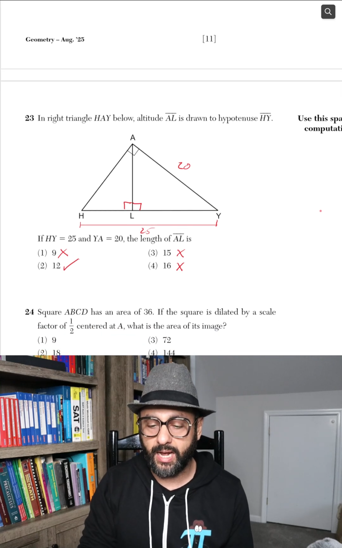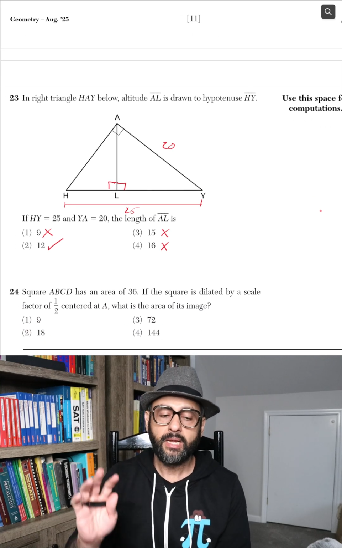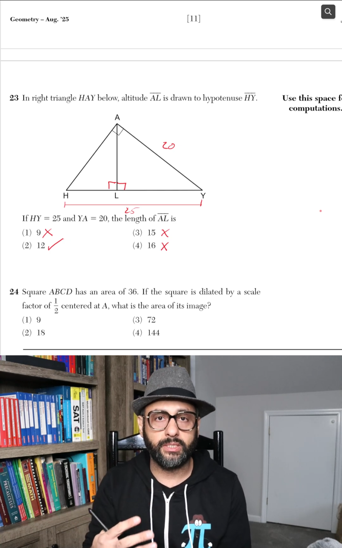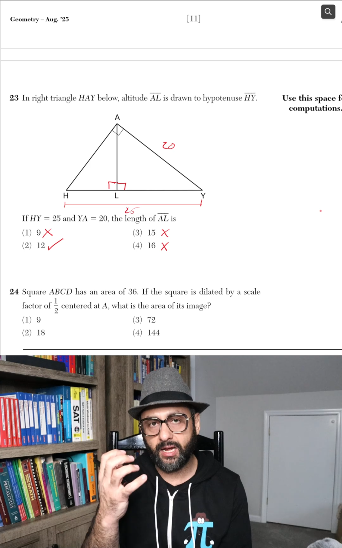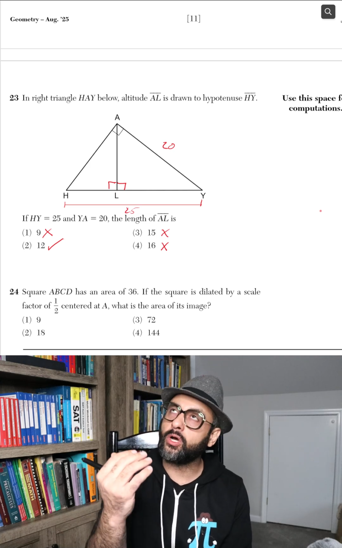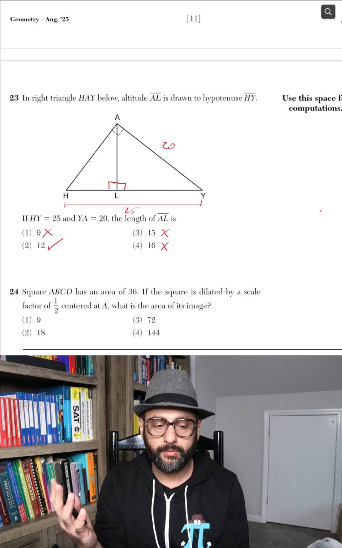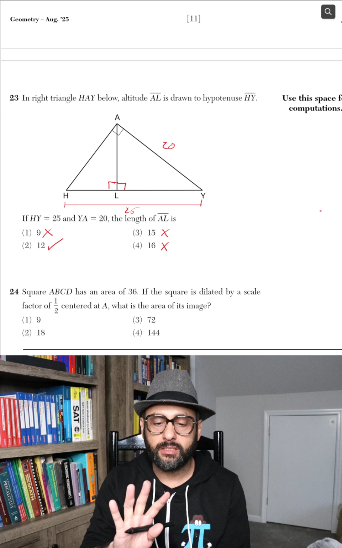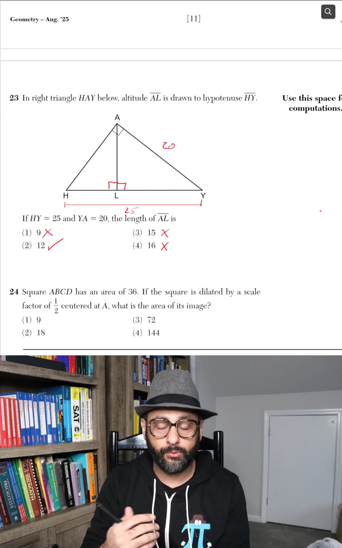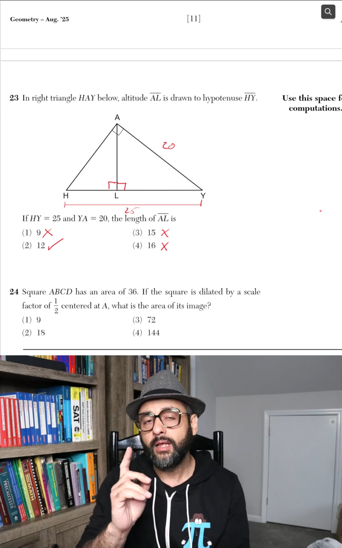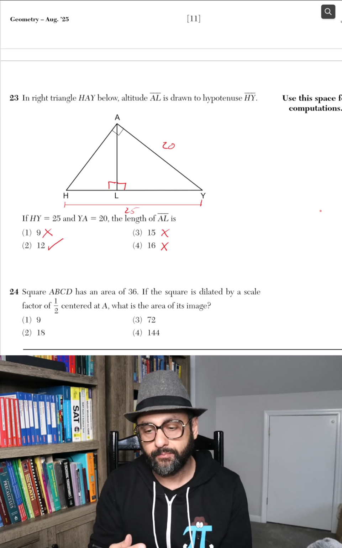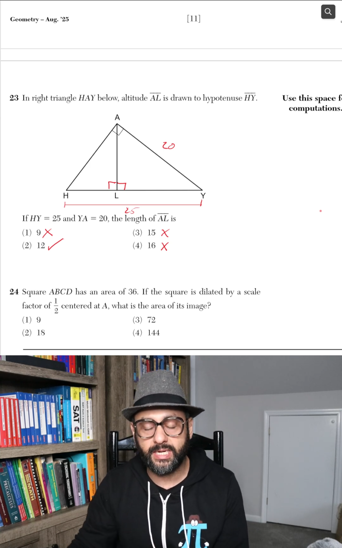Let's actually think about how to do this problem. There is a theorem that you need to know. If you have a right triangle, and you draw an altitude from the right angle to the hypotenuse, then you actually make 3 similar triangles. And the proof of it is not difficult. I highly suggest you memorize that. But the proof is not difficult.